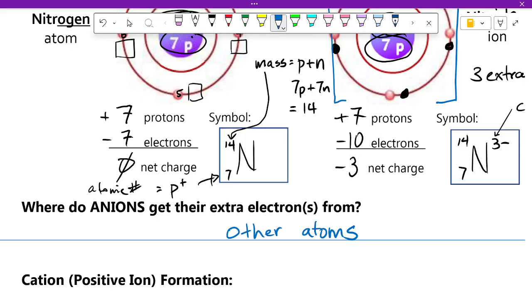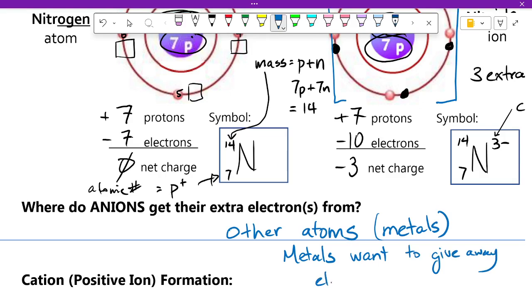What type of element wants to give away electrons? Metals want to give away electrons. So those are the ones on the left-hand side of the periodic table. If you look up at that periodic table there, they are blue, okay?